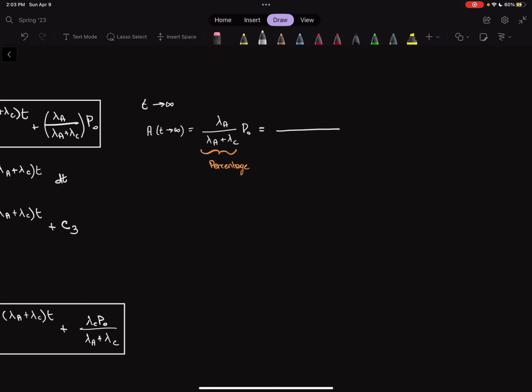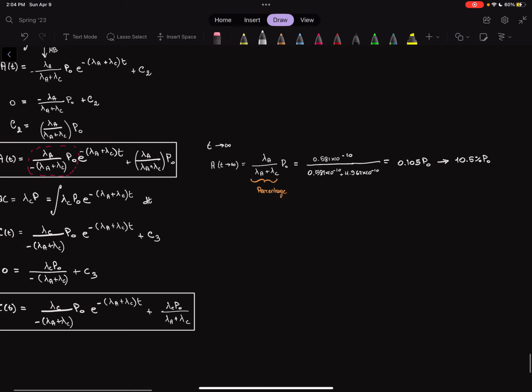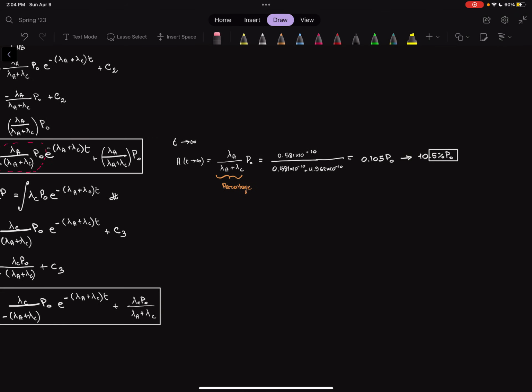So we have 0.581 times 10 to the negative 10 over 0.581 times 10 to the negative 10 plus 4.962 times 10 to the negative 10. And if we do that, we get 0.105 P naught, which is 10.5% of P naught. So that's our answer to part D.